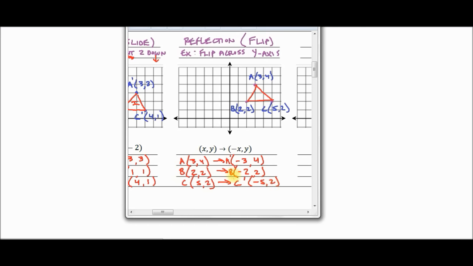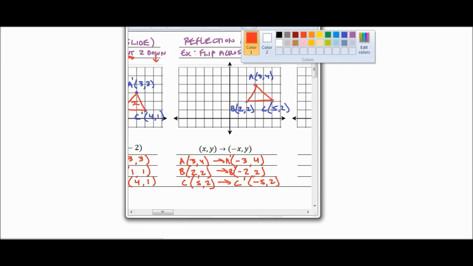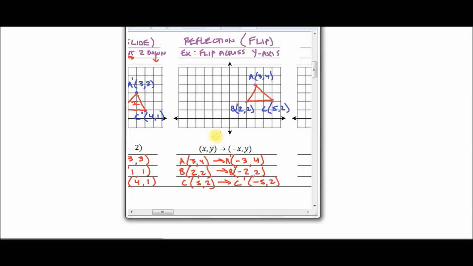And remember, prime notation is just a way of saying, hey, it started off as A in our pre-image, now it's in our image or our copy, and we just use prime because we can't use the same letter or we're not going to know which point we're talking about. Let's go ahead and graph this new triangle.